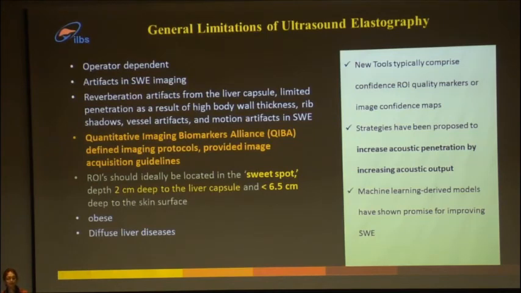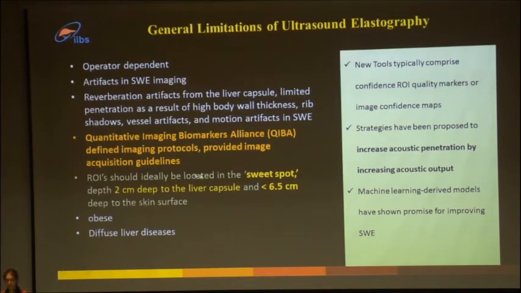QIBA was an alliance which was formed by Quantitative Imaging Biomarkers. All these different studies and vendors, all of these countries came together to form an alliance where they could quantify and standardize these methods. They have defined imaging protocols, how a study should be done and how to standardize image acquisition. You can go through these papers. Like I said, the sweet spot is 2 centimeters deep to the capsule of the liver and at least 6.5 centimeters from the skin surface. So that is the ideal method.